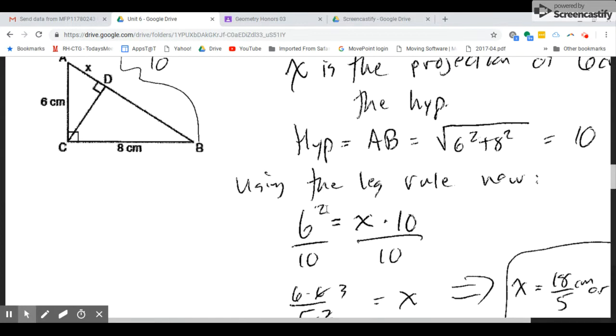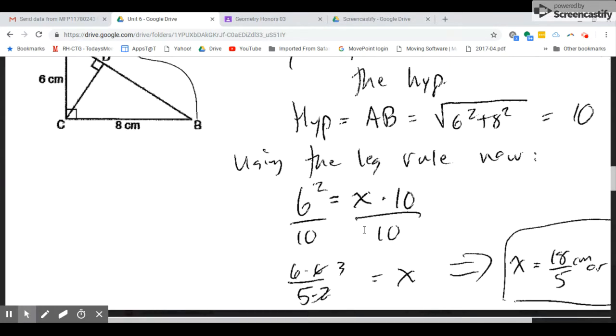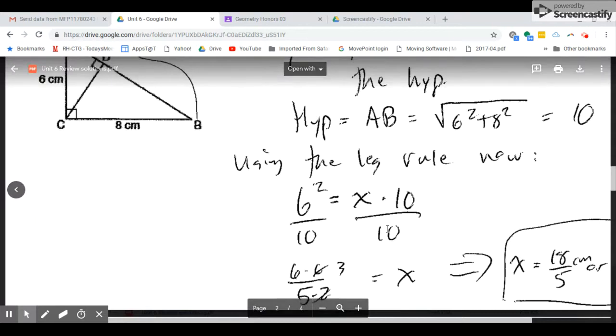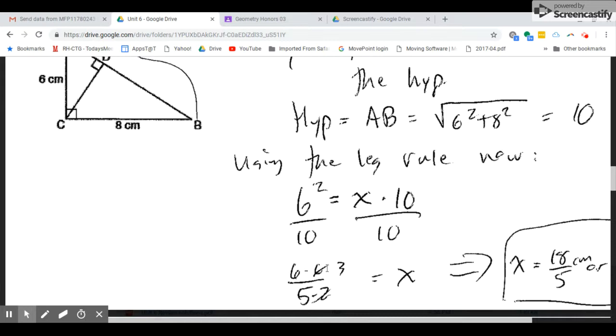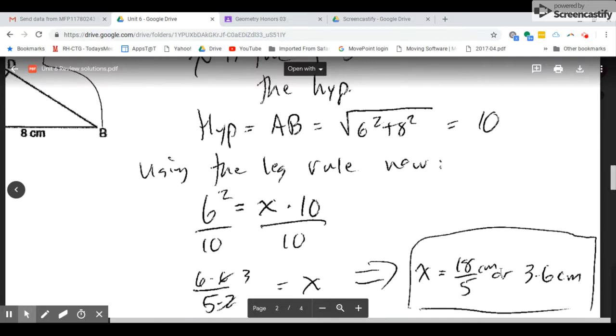Anyway, we got 6 squared equals x times 10. You could take 6 squared and multiply it, but you know me, I don't like to do anything I don't have to. I divide by 10 on both sides. The 2 goes into 6 3 times. I get 18 over 5, which is acceptable at this point, or 3.6 if you want to go ahead and take 36 divided by 10. Either one of those would be acceptable.